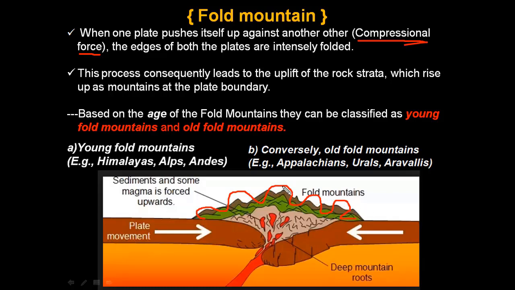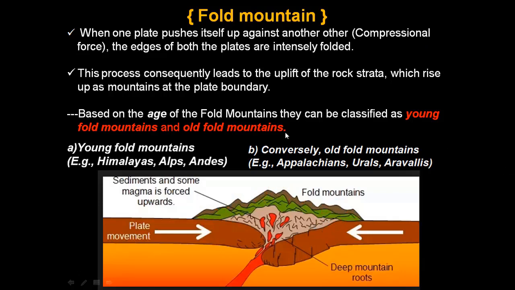In these folds, the upper part is called the crest and the lower part is called the trough. Now this process consequently leads to the upliftment of the rock strata. Now what is the meaning of rock strata? Primarily, the sedimentary rocks tend to get piled up. Instead of breaking, they pile up or get folded, and rise up as a mountain at the plate boundary. Because of compressional force, the heavier material sinks down and the lighter material, because of buoyancy, gets piled up, pushed upwards or uplifted.